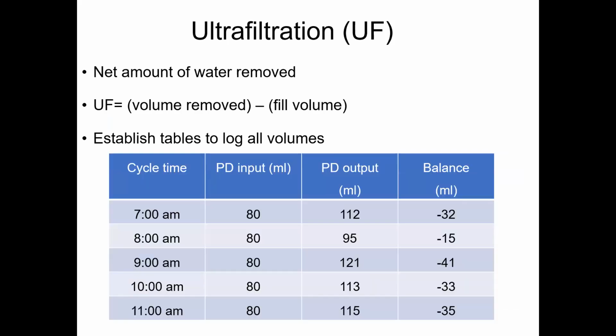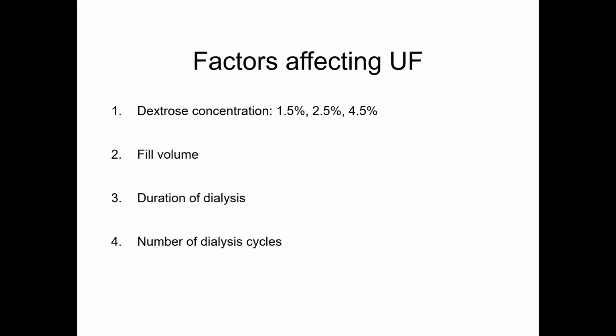The table shows the cycle time, the PD input in ml and the PD output in ml, and the balance is calculated as PD input minus PD output. What are the factors affecting ultrafiltration? That is the fluid removal.